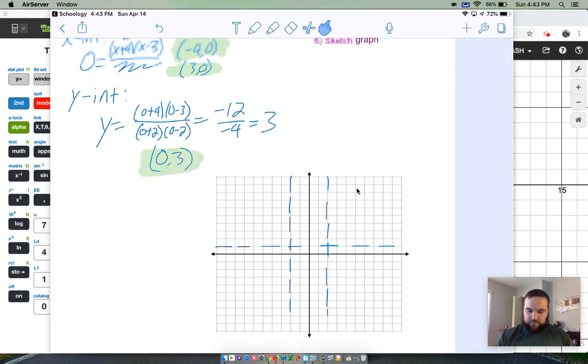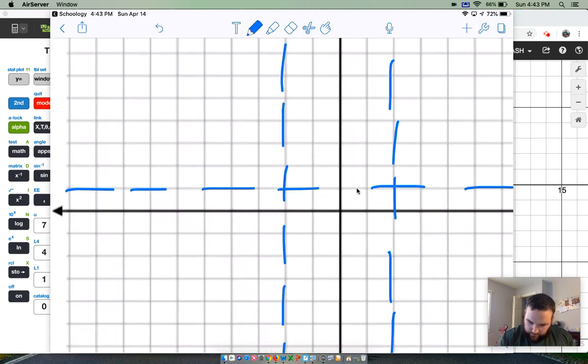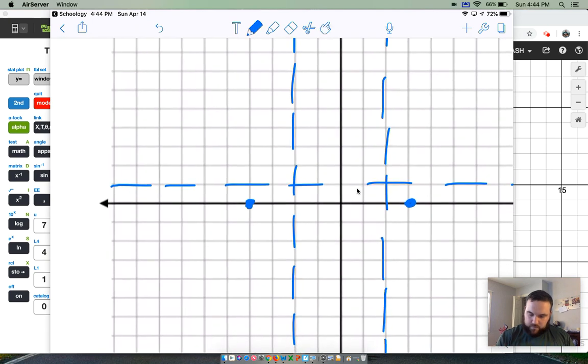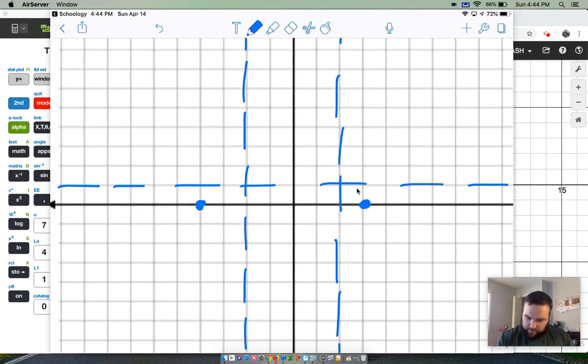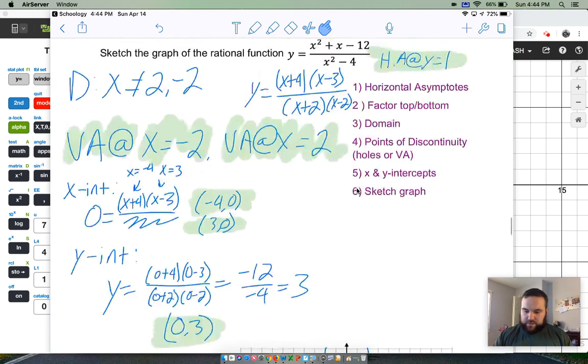Then I'm going to go ahead and plot the points that I found. So negative 4, 0. Then I have 3, 0. My y-intercept is 0, 3. Okay. And that technically is enough to sketch the graph, believe it or not. If you're looking at that and you're like, what are you talking about? That makes no sense. We are going to go ahead and sketch this.